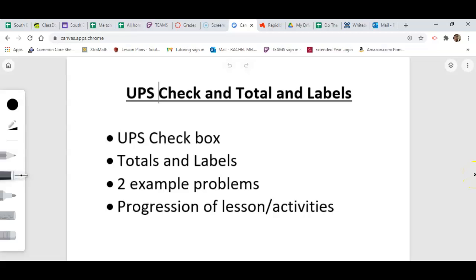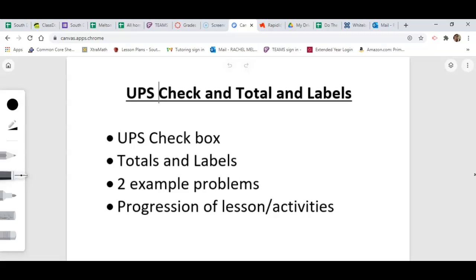All right, in this video, I am going to show you a couple of things. I'm hoping it won't be too long, but feel free to pause and break it up for yourself. The first thing I'm going to show you is how I do a UPSCheck box with my students. Then I'm going to show you how I do totals and labels. Then 2 example problems showing you how that actually looks with a word problem. And then finally I'll end with talking about my progression of which activities come first.